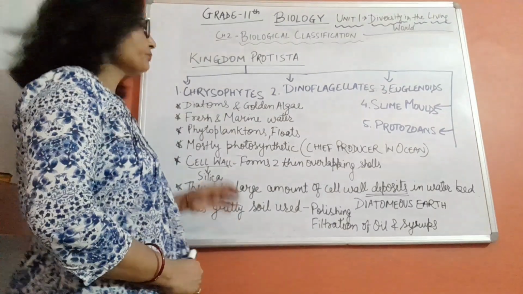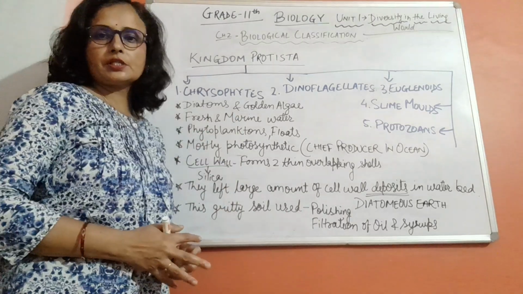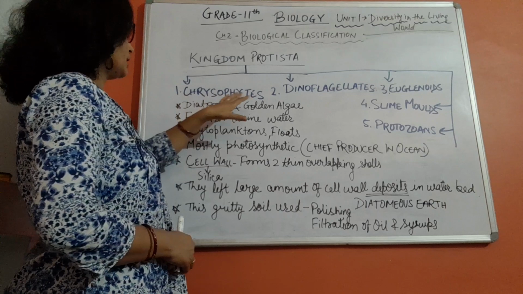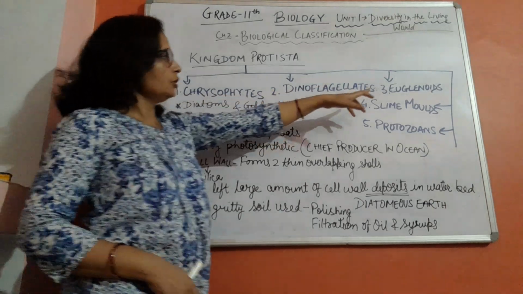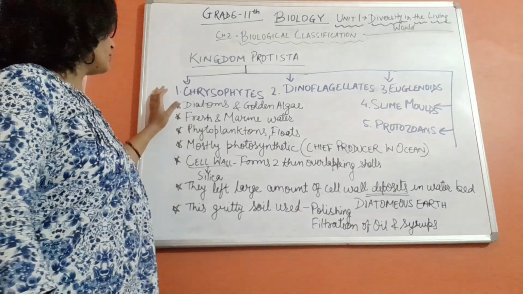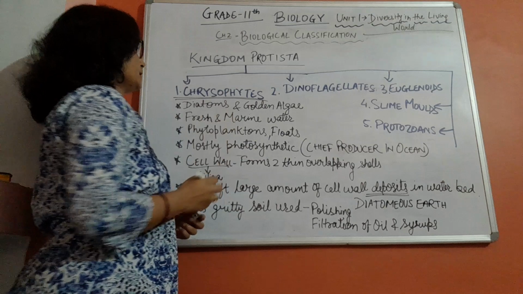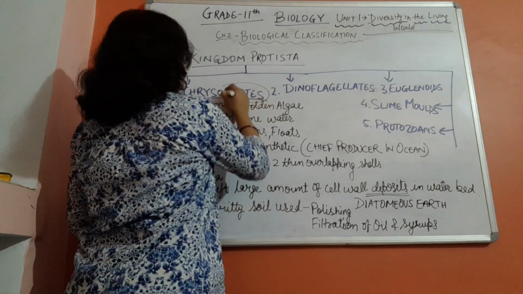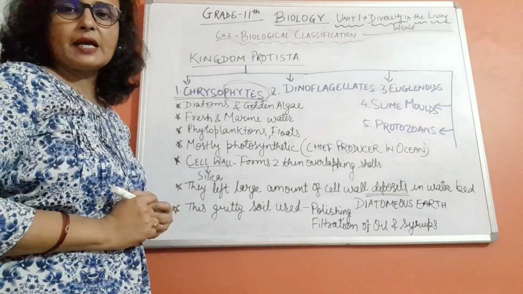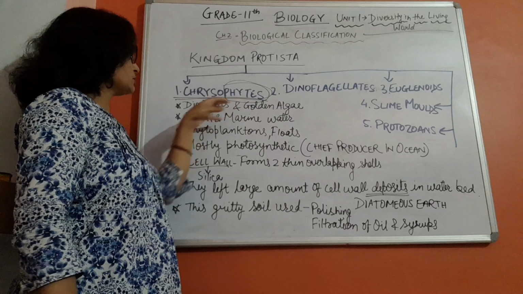Okay, so kingdom Protista classification. Kingdom Protista can be classified into 5 parts: Chrysophytes, Dinoflagellates, Euglenoids, slime molds, and protozoans. So first of all, Chrysophytes. What are these Chrysophytes? As its name suggests, phytes. Phytes means plant-like. So what kind of organisms come under this?